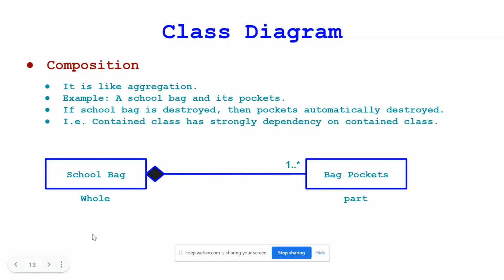It means if I destroy, suppose, the school bag, automatically the pockets will be destroyed, because these are very strongly connected to the school bag, right? So that's why we said the bag pocket is strongly dependent on the school bag. As I said, it is like aggregation except this one. This is a filled diamond, and there is a strong dependency. That's it, right? This is about the composition relationship.